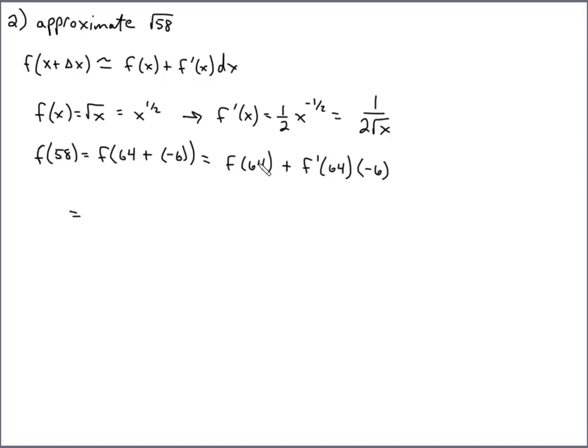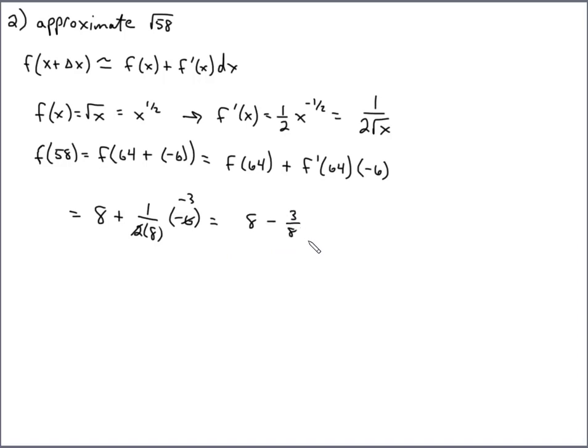So we'll just continue. F of 64, again, that's the square root of 64. That's why we picked 64, because it's easy to take its square root, plus f prime of 64, so that would be what we get when we plug 64 in here. So that's going to be 1 over 2 square root of 64, 8, and then we're going to multiply this by negative 6. Okay, so that gives us 8. Let's see what we can do here. The 6 and the 2 can cancel, giving us a negative 3 here. And so we're going to have minus 3/8. So minus 3 over 8.